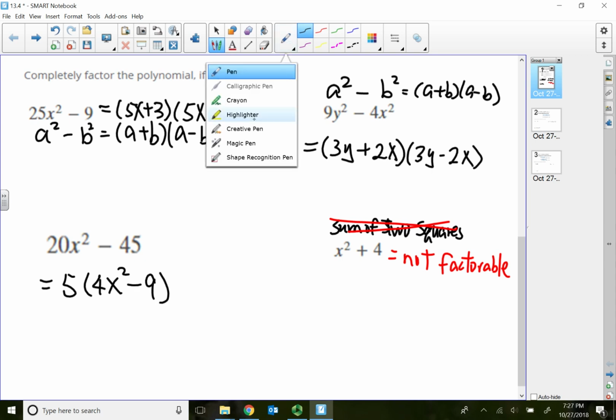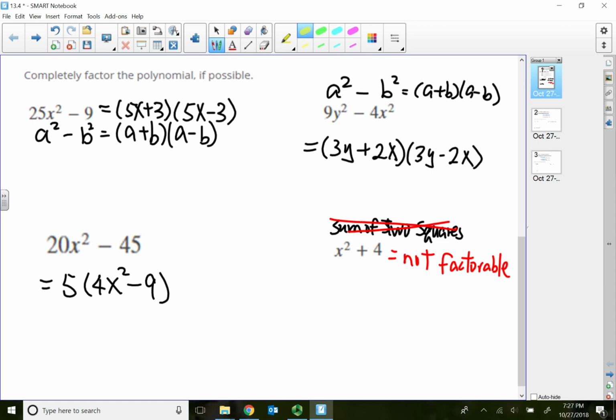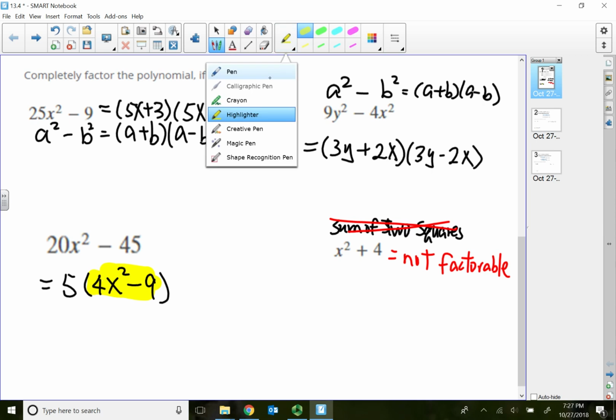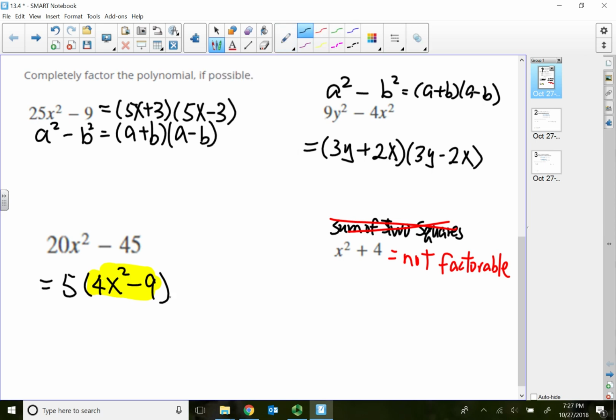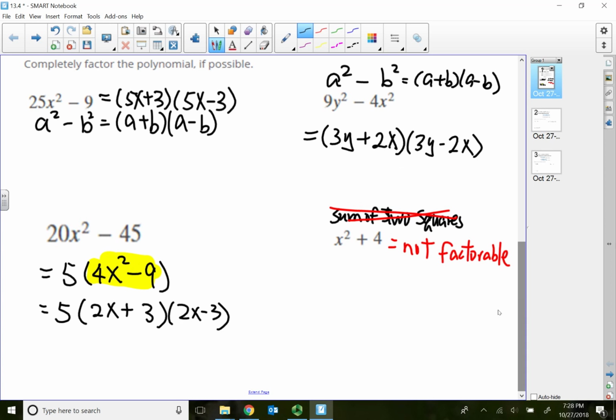Like I mentioned before, the way we check the answer is to always check what's inside the parentheses. Inside the parentheses, I see this is a difference of squares, so I can factor again. Before 4x squared was squared, it must be 2x. Before 9 was squared, it must be 3. So my answer is 5 times 2x plus 3 times 2x minus 3. Just a few quick examples on how to factor difference of squares.